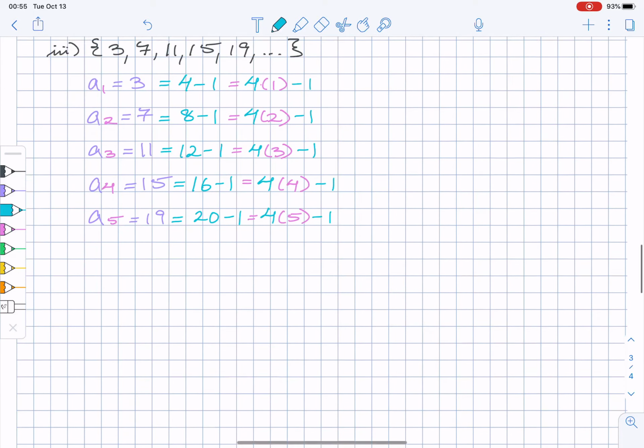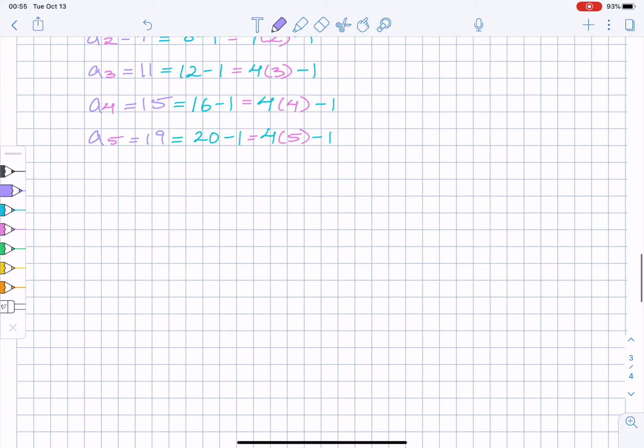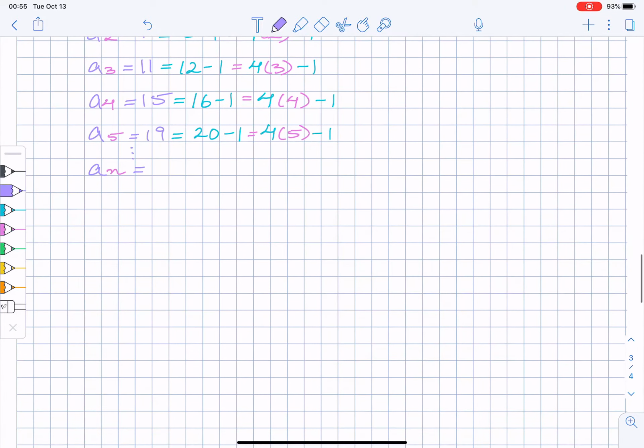And you might say, well, how in the heck am I supposed to figure that out? And yes, I wouldn't expect you to figure that out on your own. It's kind of miserable. But we're going to be dealing with things that'll be easier to figure out. I just wanted to show this to you. So I claim that a sub n will be 4 times n minus 1. And that, of course, will be our function in n.